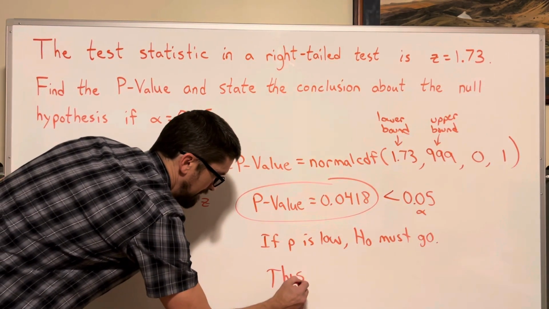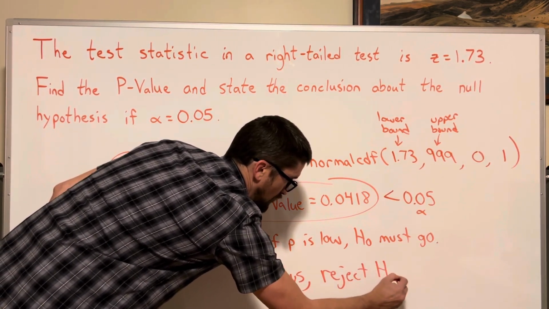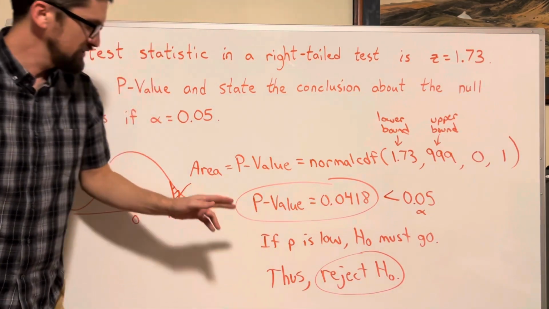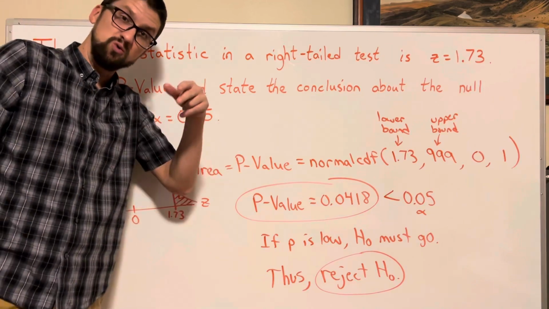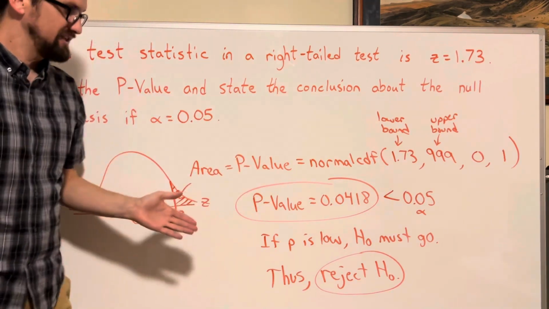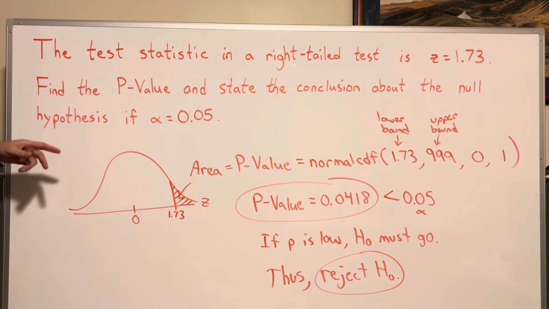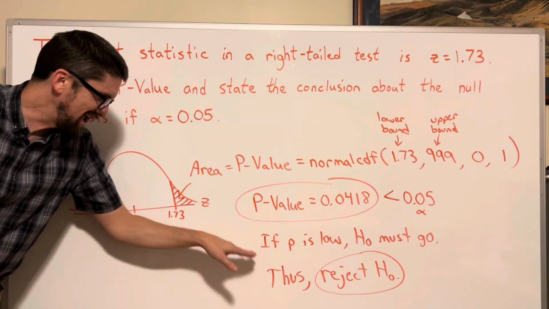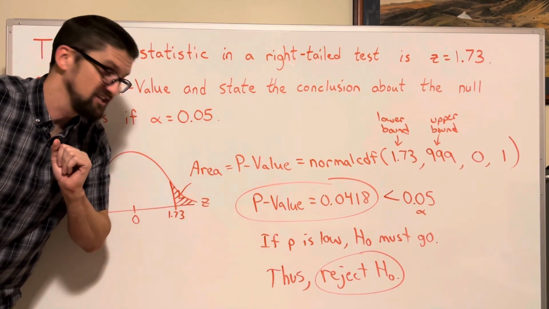Thus, reject H0. If it was the other scenario where the p-value is higher than the alpha, p is high, H0 will fly, then you say fail to reject H0. All right, so for this problem, the p-value is 0.0418. Doing the little rhyme, the conclusion is to reject the null hypothesis.